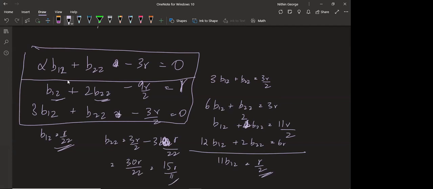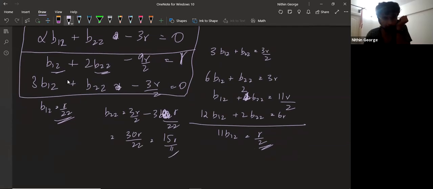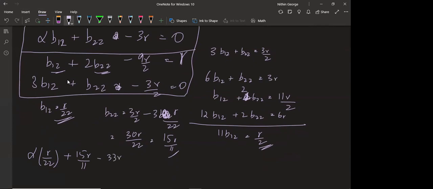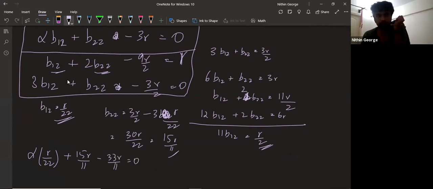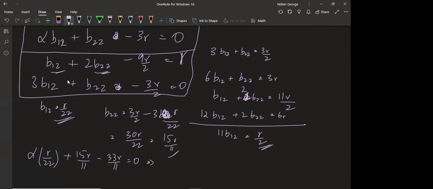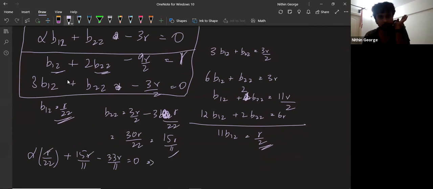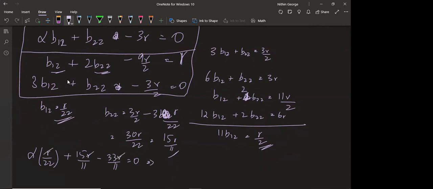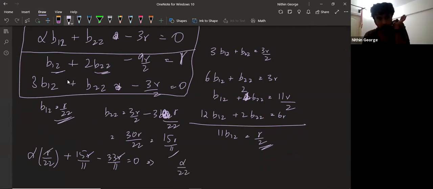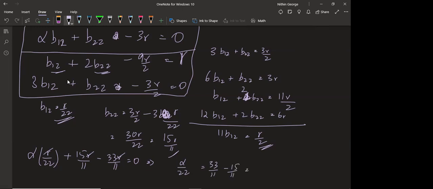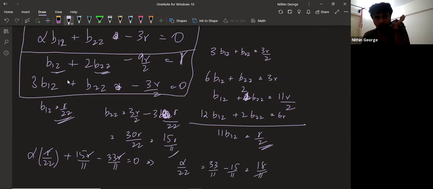Okay, put these values in the first equation to get alpha. Alpha into B12 plus 15R by 11. Sir, we already had a relation between alpha and R. Yes, so we bring in another relation between alpha and R to solve for both. Here R is common for each, so R goes off. So alpha by 22 equals 33 by 11 minus 15 by 11, which becomes 18 by 11.